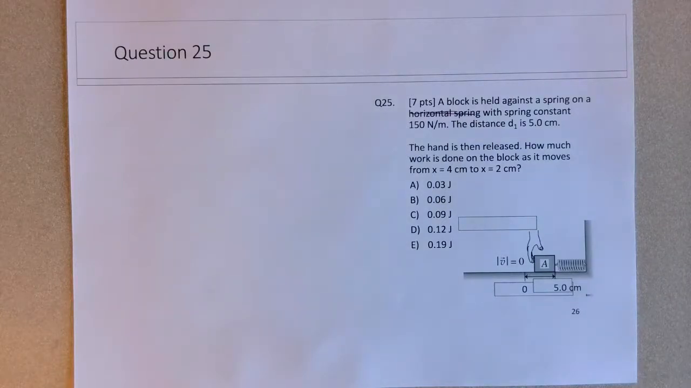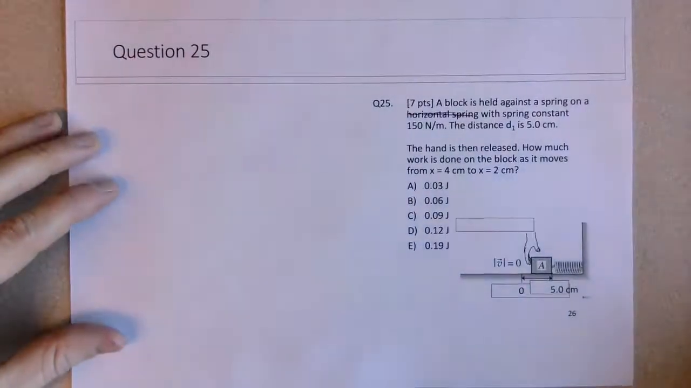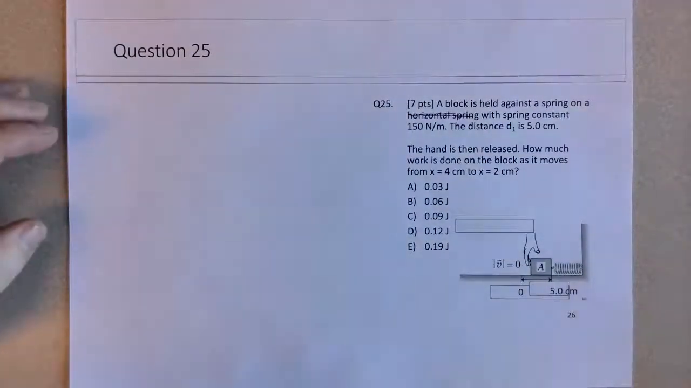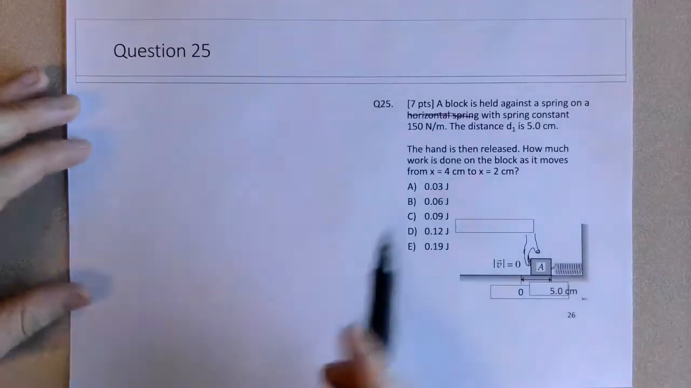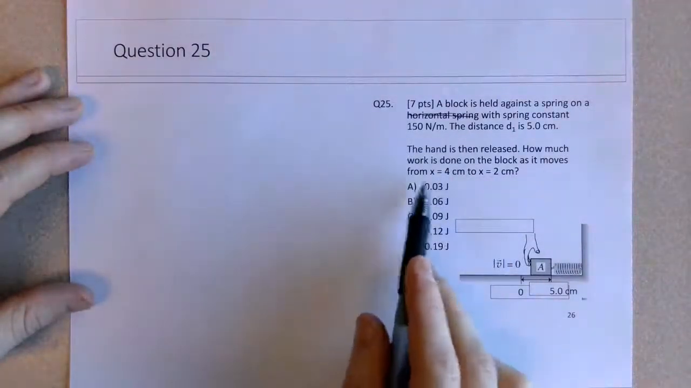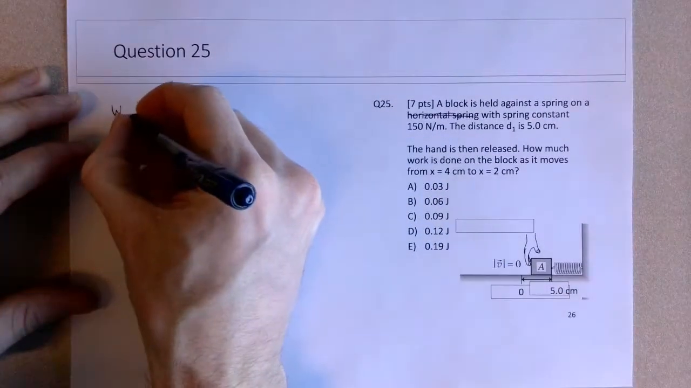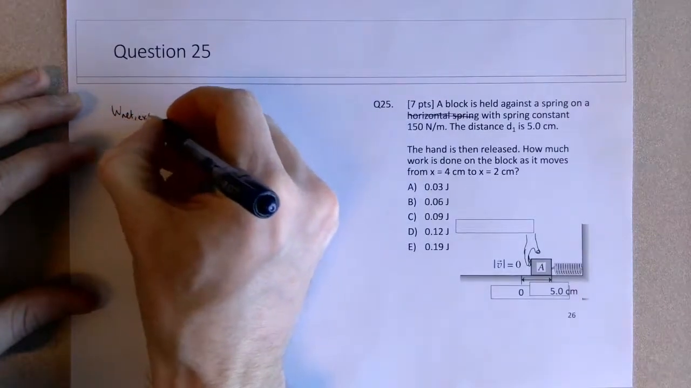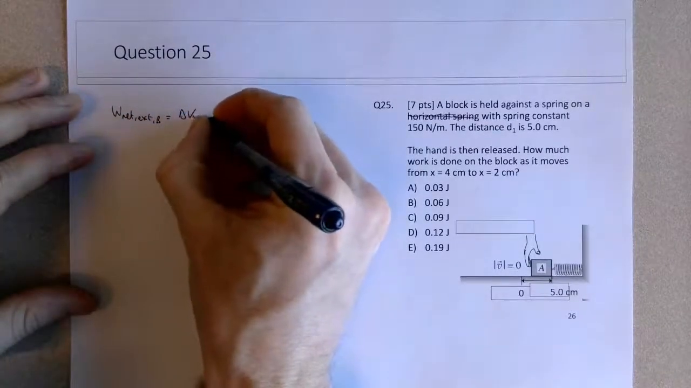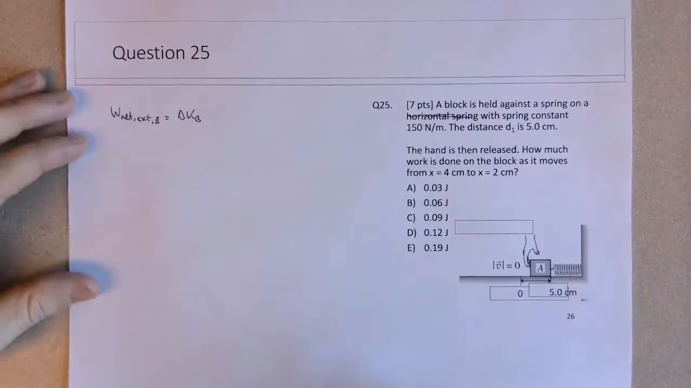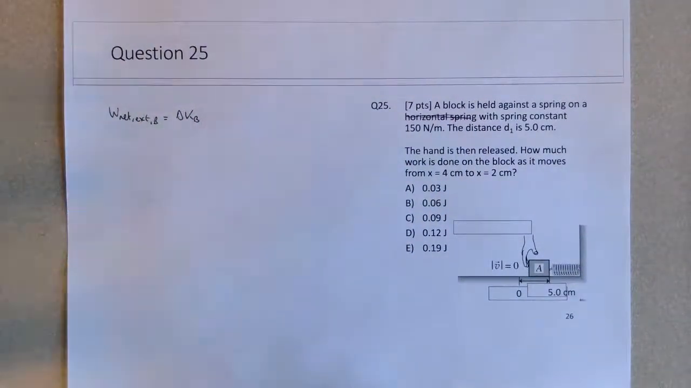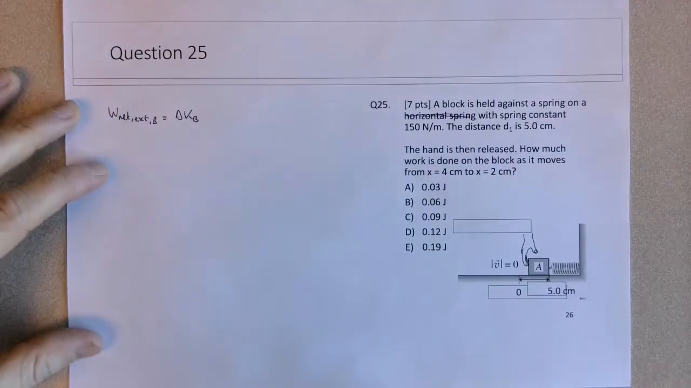How much work is done on the block as it moves from x equals 4 centimeters to x equals 2 centimeters? So, challenging question here, and it can be a little confusing in how the question is phrased. Typically, just because it's a block alone, the net external work on a block is the delta K of the block, because the block can only have one form of energy. Certainly for a frictional surface, it gets a little more complicated when you have a rough surface.